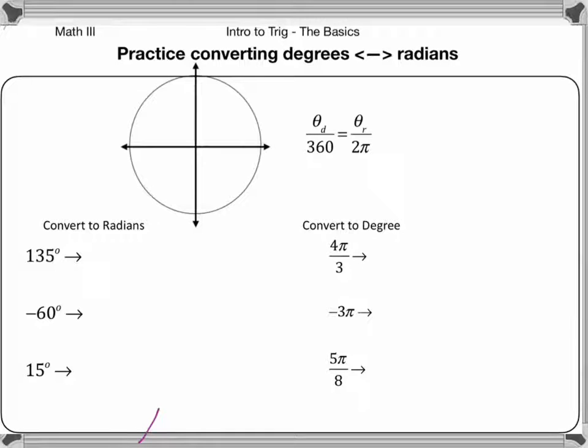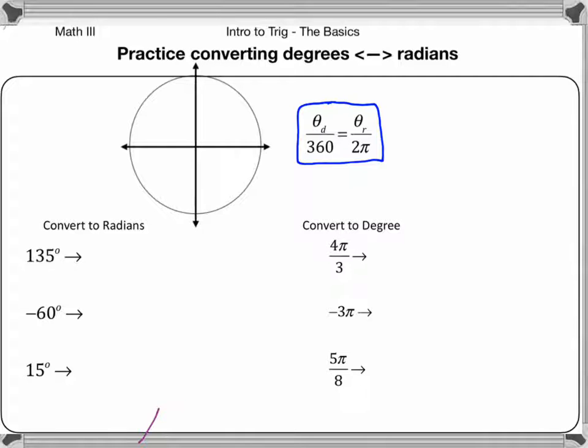Okay, since we introduced radians, let's go ahead and take a look at how to convert between degrees and radians, back and forth. And the formula that I've always memorized is this. And let me explain how that works.